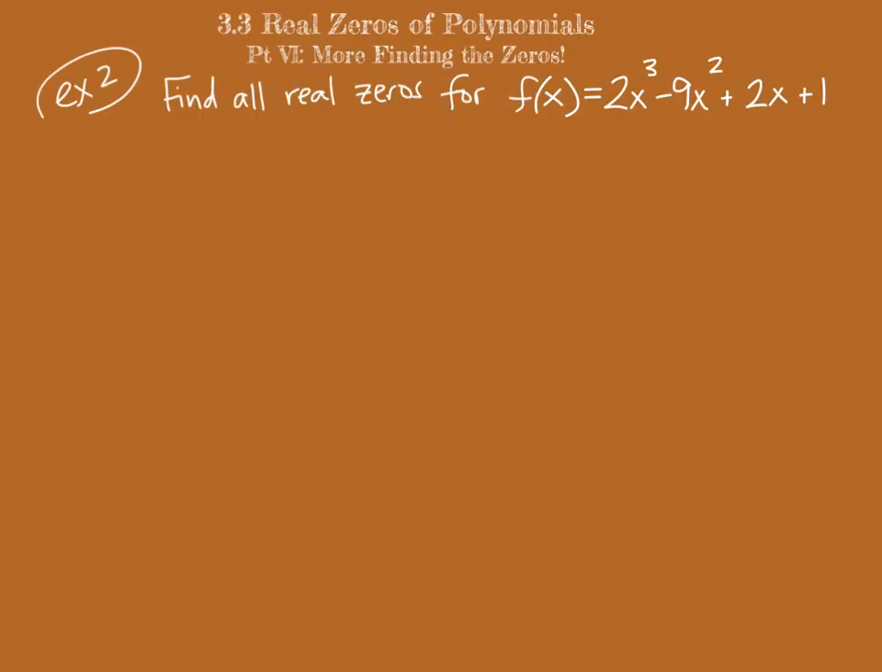In example number 2, we want to do the exact same thing. So again, we have a cubic. We're going to have 3 roots. At least one of them could be real, or all 3 of them could be real. So we want to find those real zeros or real roots.